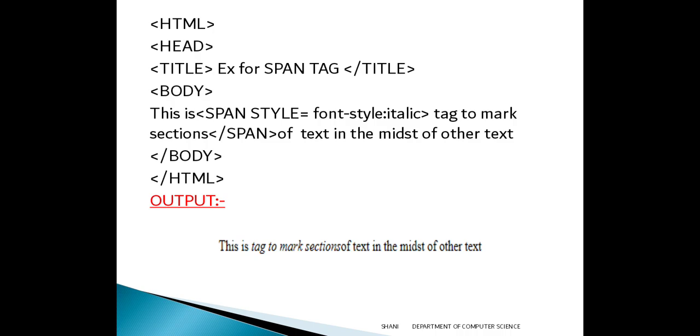In the output you can see that this part is not represented in any format, it doesn't use italic form. Here you can see the other text, that is, tag to mark section, right? This we had written in our span tag, right? Tag to mark section, then close the span tag. You can see it is represented in italic form, font style colon italic, right? Then after ending the span tag, we have used text in the midst of the other text, so that text is present in the same line, right?